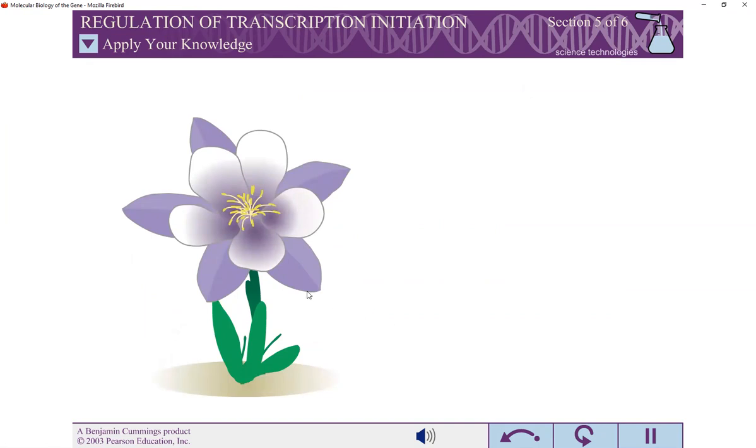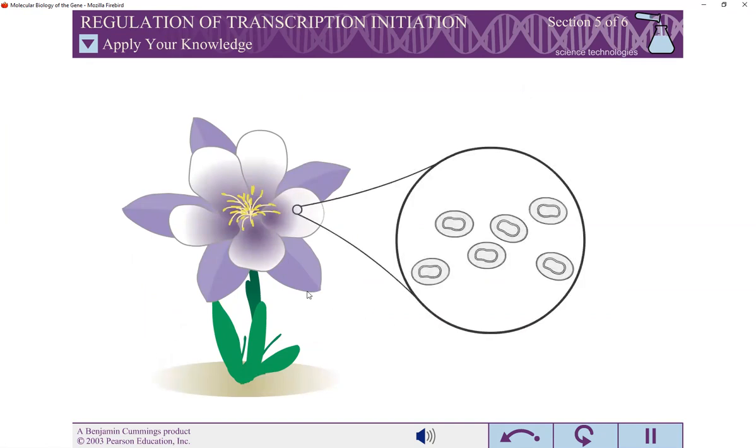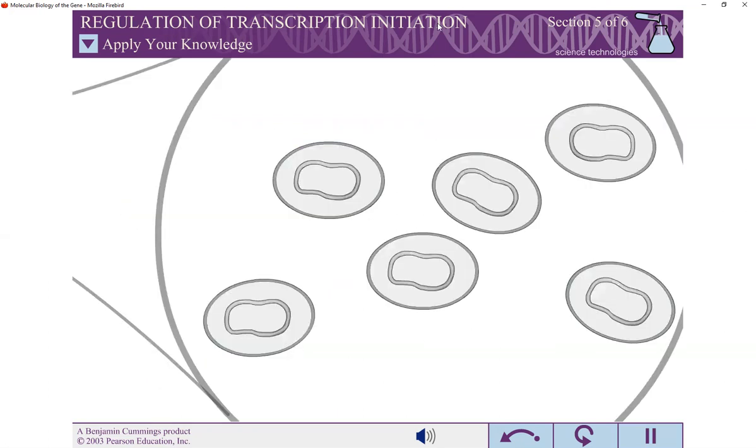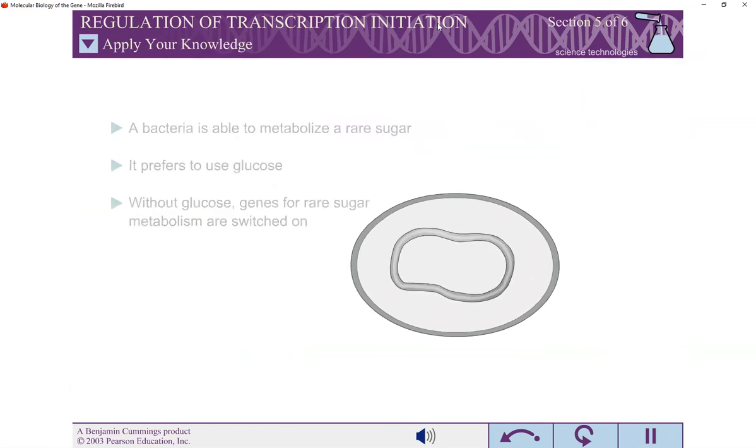which the bacteria live. This bacteria prefers to use glucose as an energy source. There is a bacteria living over the flowers, and this bacteria has the ability to use glucose as a metabolic source of energy. Now, when glucose is not available, the bacteria switches on the genes for the production of the proteins to metabolize the rare sugar.